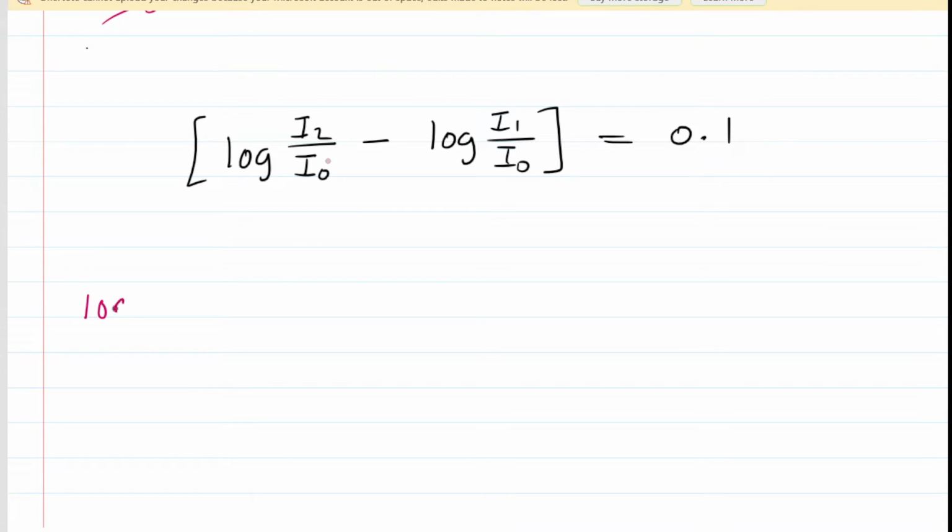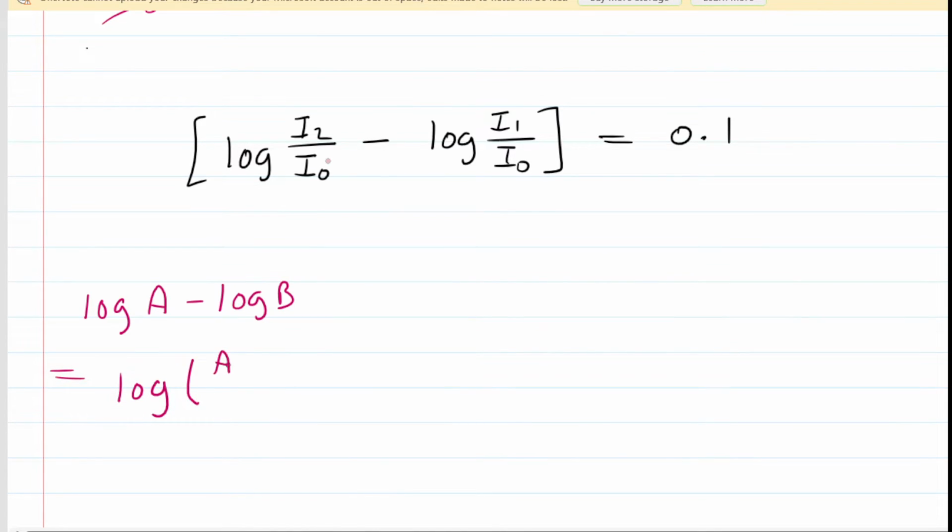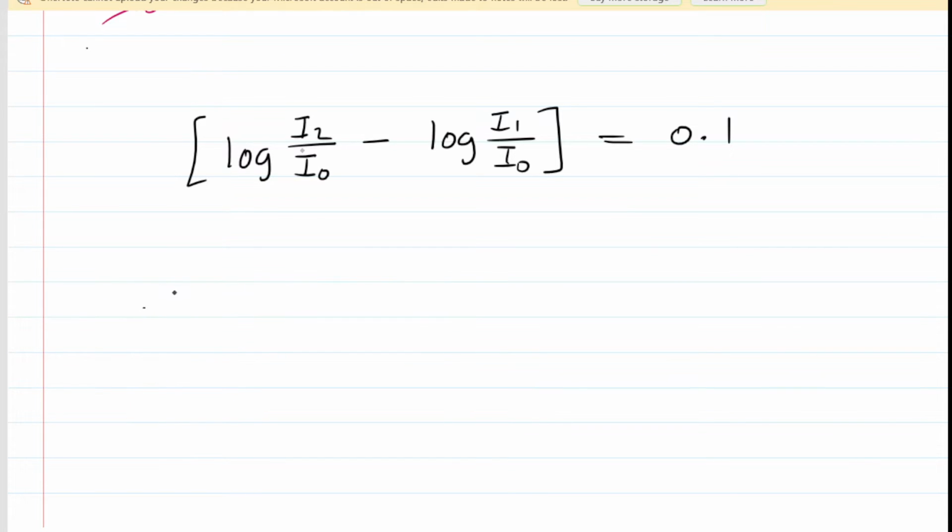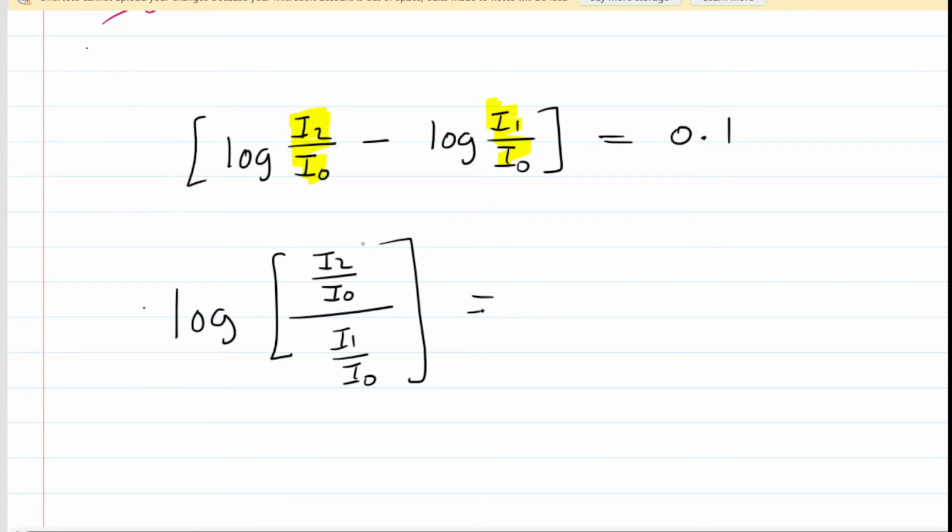Now, many of us have learned in a mathematics course that if you have the logarithm of A subtracted by the logarithm of a quantity B, we can rewrite that as a ratio. It would be the logarithm of A divided by B. So using that property, we can take the left-hand side and rewrite it according to the following. We would have the logarithm, and then the A that we were representing earlier would be this quantity, so we'll put that in the numerator. We'll have I2 divided by I naught, and then that's going to be divided by B, which is this quantity right here, so we'll have I1 over I naught. And again, this is all equal to 0.1.